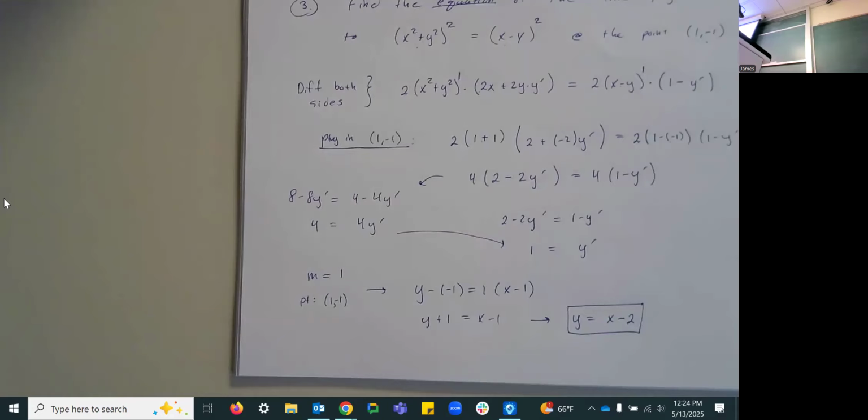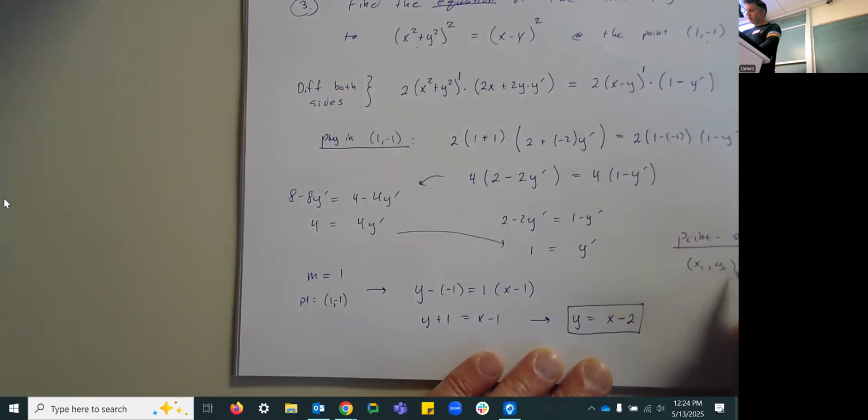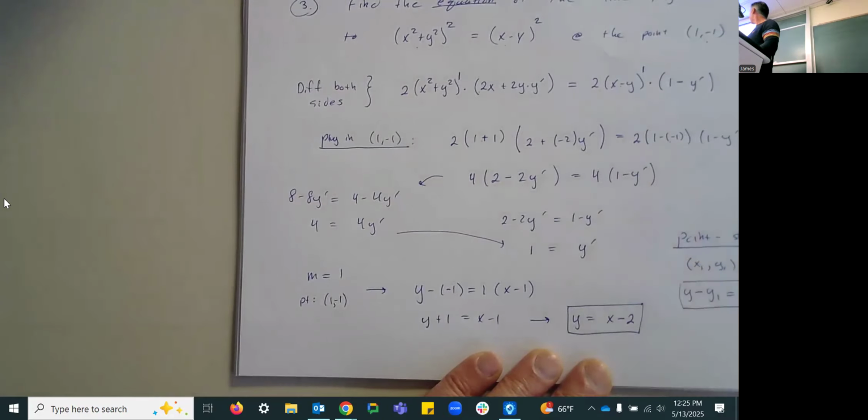Yeah. So I'm using the point slope formula here, which is the general point slope formula that's saying that if you have a point that the line goes through, x1 comma y1, and the slope, which we usually call m, then your equation is going to be y minus the y coordinate equal to your slope times x minus the x coordinate.